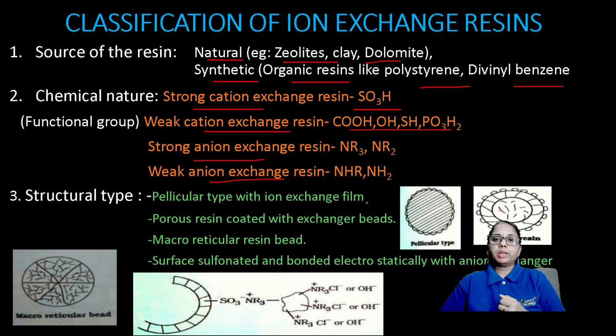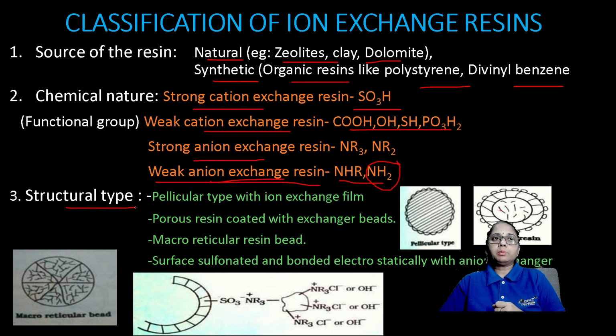Okay, if you are going to talk about these amino groups, primary amine, secondary amine, tertiary amines. Okay, so secondary amines, that means NH2 if you are going to talk about, and these tertiary amines, these are the weak anion exchange resins. These are going to act as weak anion exchange resins. So based on the functional group, they are going to categorize this.